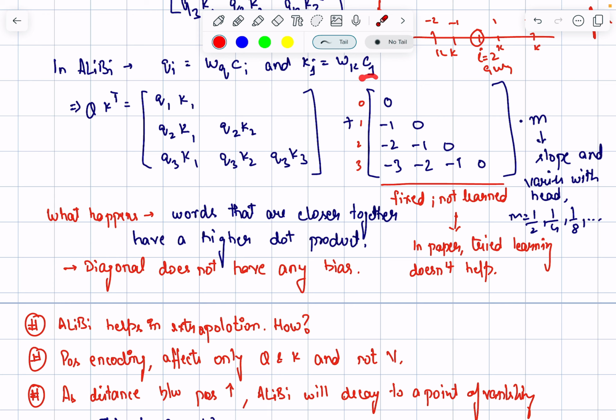Further, you multiply this particular matrix with a value m, which is a hyperparameter. They call it a slope, and it varies from one attention head to another. For example, the first head can have a value of 1/2, 1/4, 1/8, and so on. In the ALiBi paper, they have kept this matrix fixed, but they also tried learning it, but it does not help.